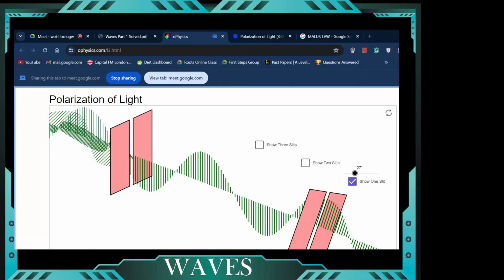That's the same case. Instead of 2I naught, the intensity is I naught. After passing through the first polarizer, the intensity is reduced to half. What do you have after that? So in the fourth step, we have placed the analyzer. The second sheet is called the analyzer.